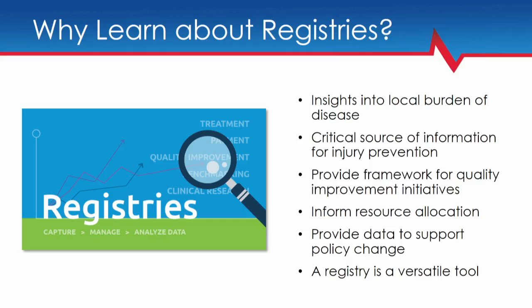Take stroke registries, for example. They have been critical to informing interventions like CT scans and ambulances, as cost ineffective as they may be, or pre-hospital notification of strokes and patients going straight from ambulance to CT scan and so forth. The data to drive those processes have come by and large from registries. The same can be told for trauma care and so on. So in general, registries provide us with insights into local burden of disease. They're a critical source of information for both injury and disease prevention.